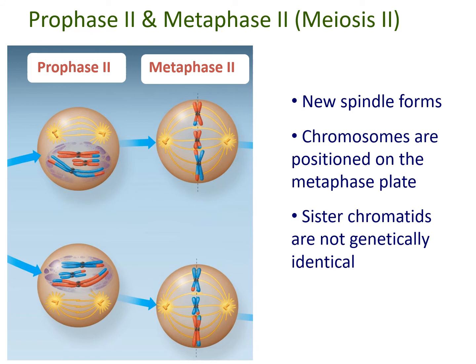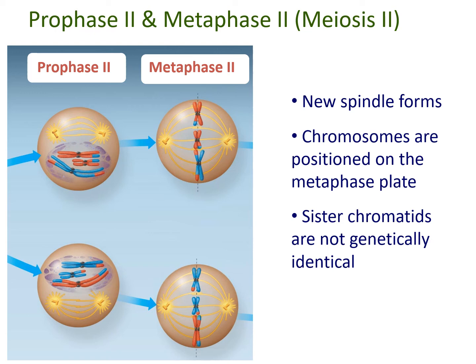So we've got 2 cells that are in prophase 2. The nuclear envelope is breaking down again. In fact, in many animals, the nuclear envelope doesn't bother forming between meiosis 1 and 2, but we'll ignore that. The nuclear envelope is going to break down if it's present, and we're going to end up with our chromosomes lining up along the metaphase plate.